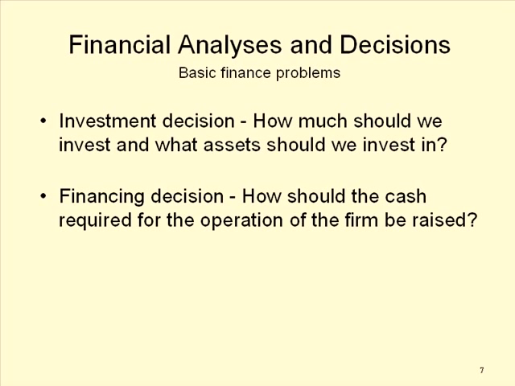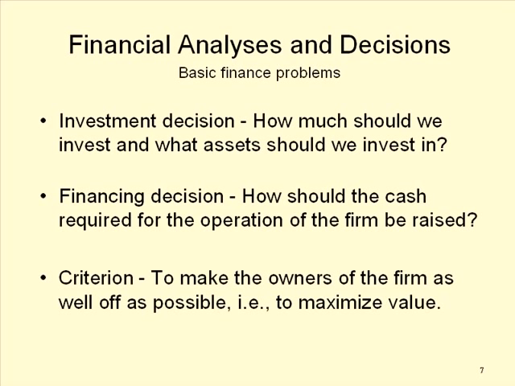The financing decision is often characterized as how should the cash required for the operation of the firm be raised? There are essentially two general sources of financing: debt financing or borrowed funds, and equity financing, which is often raised by selling stock or retaining earnings. Both of these decisions are made with respect to one criterion, and that criterion is to maximize the wealth of the owners, or to make the owners of the firm as well off as possible. That is, to maximize the value of the firm to its owners. In the corporate world, the value of the firm is represented by cash flow that might be used to support either an increase in the price of the stock of the firm or an increase in the dividends that are paid out to owners.